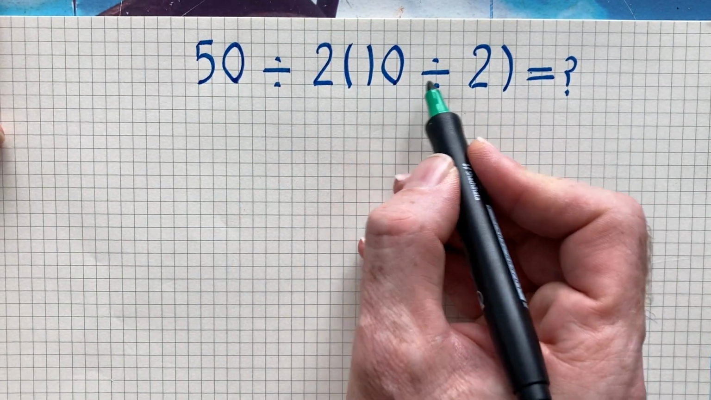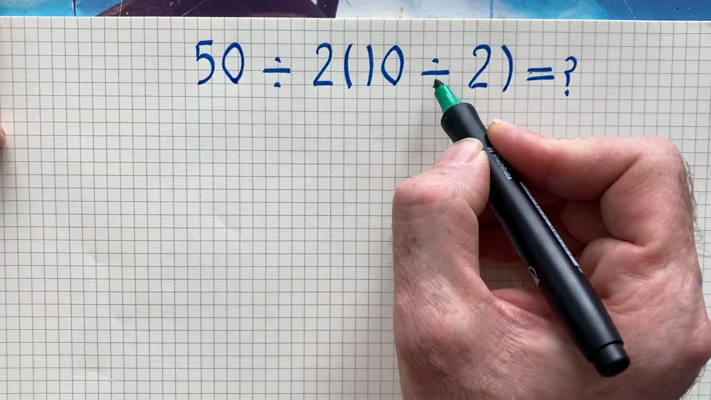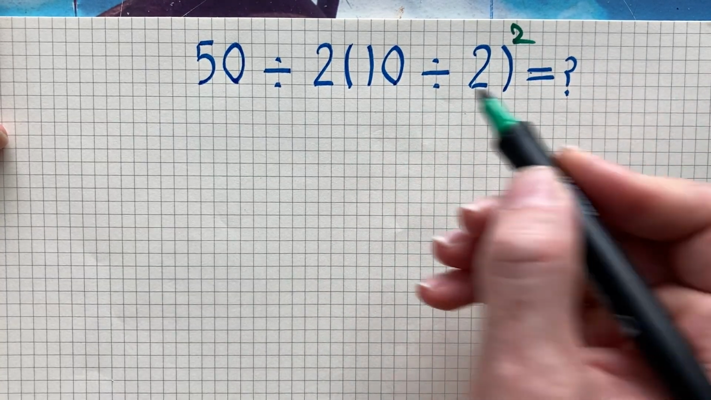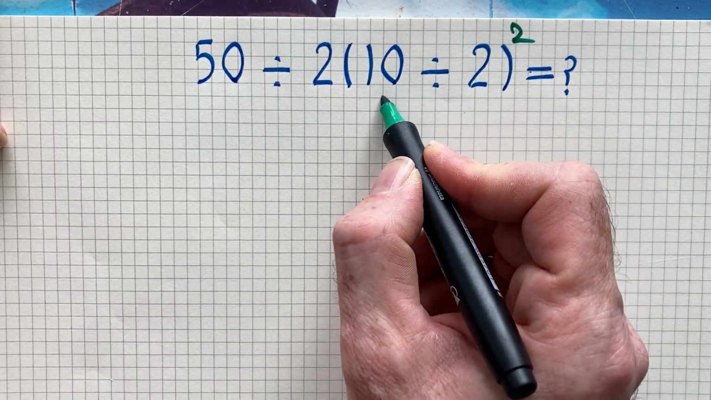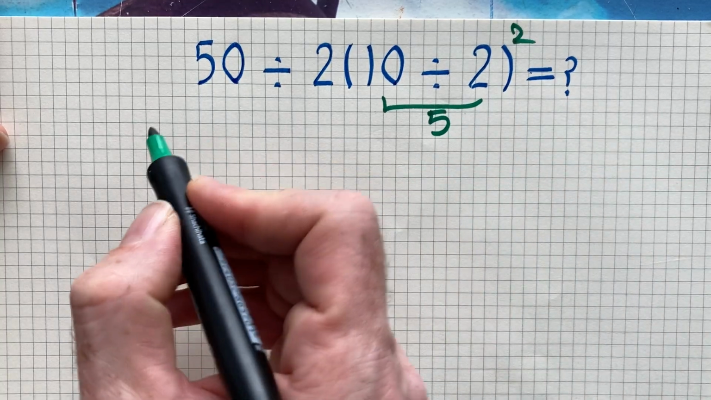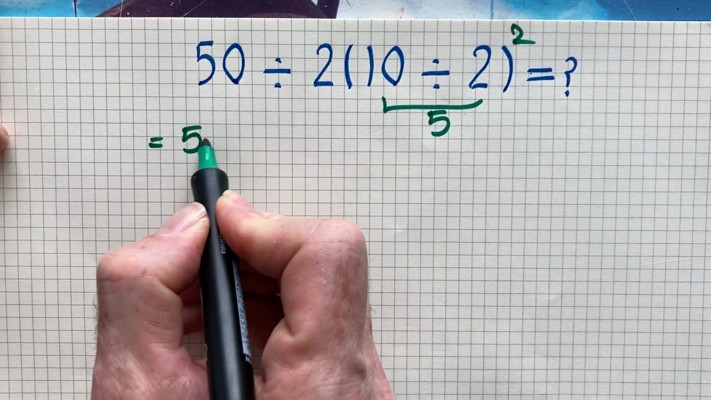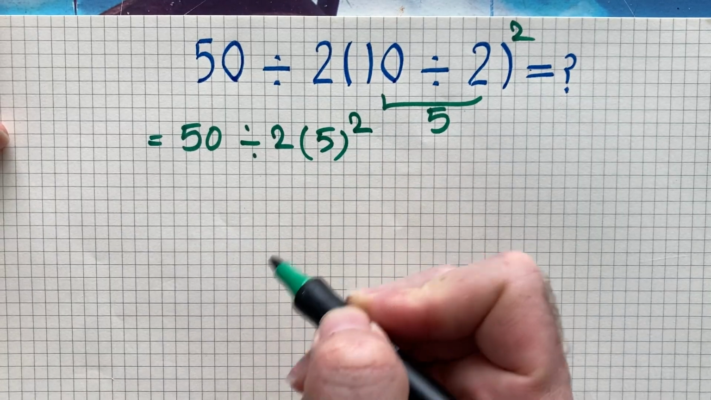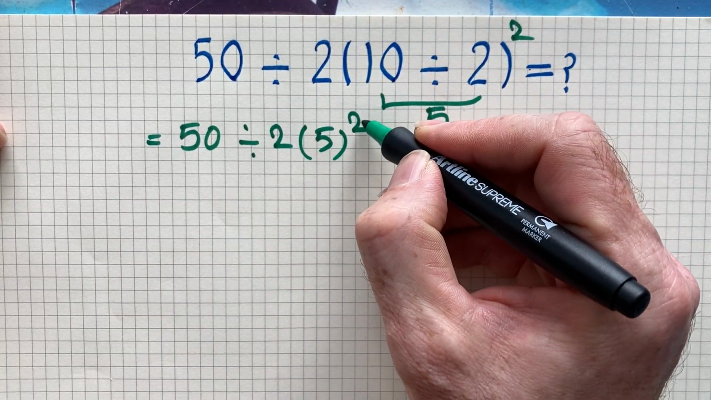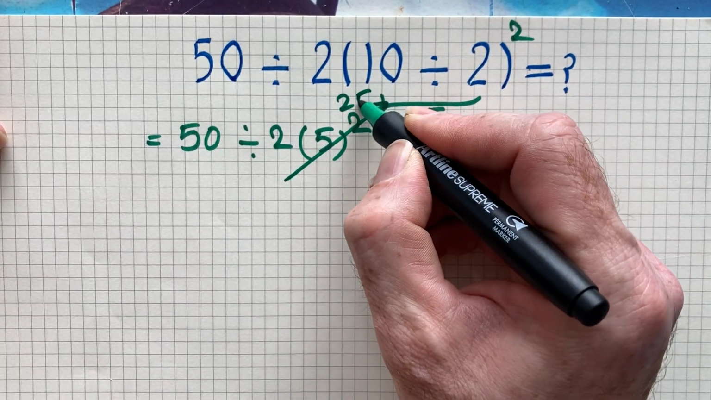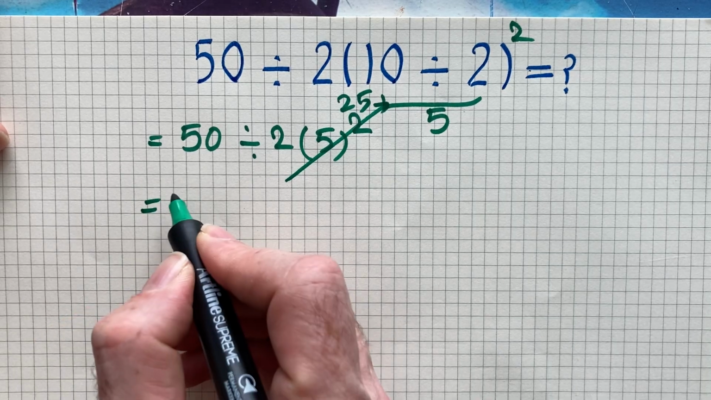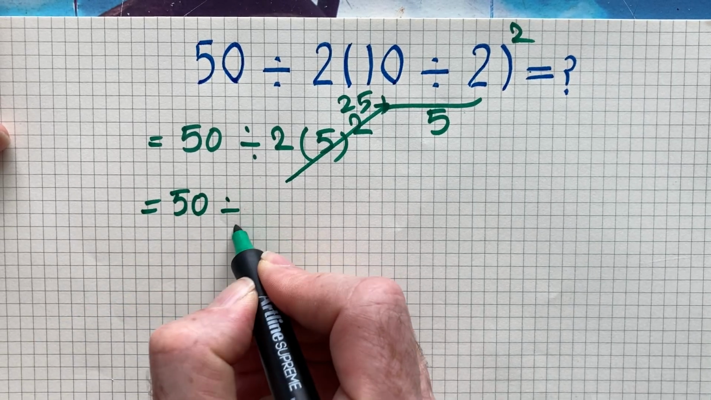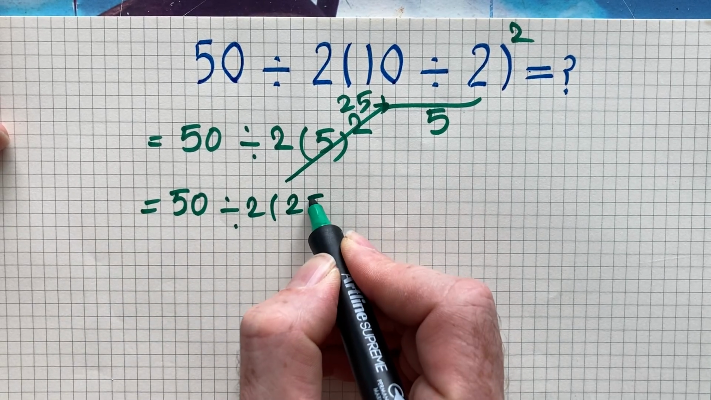Okay, first, operation inside the parentheses. This is 10 divided by 2 to the power of 2. 10 divided by 2 gives us 5, right? So I write it in the form of 50 divided by 2 times 5 to the power of 2. One more time, 5 to the power of 2 gives us 25. So I write it in the form of 50 divided by 2 times 25.